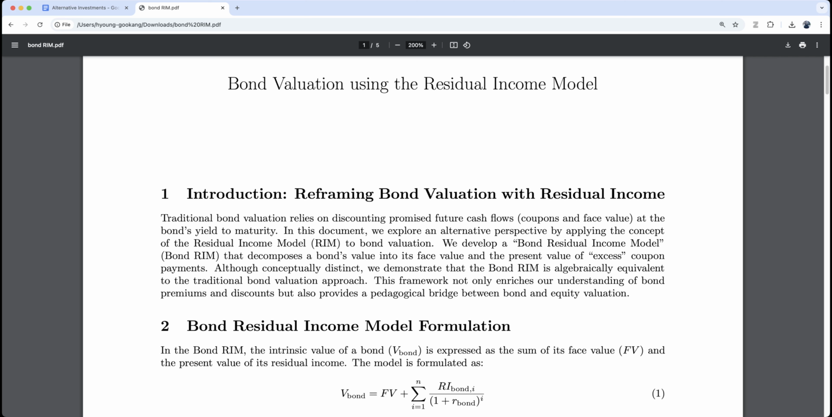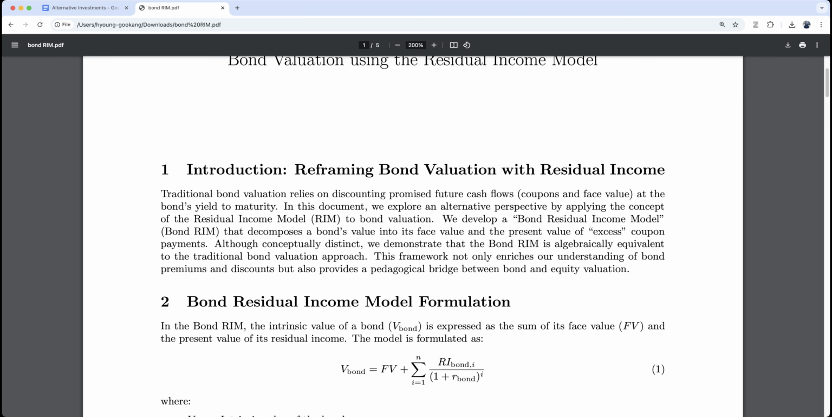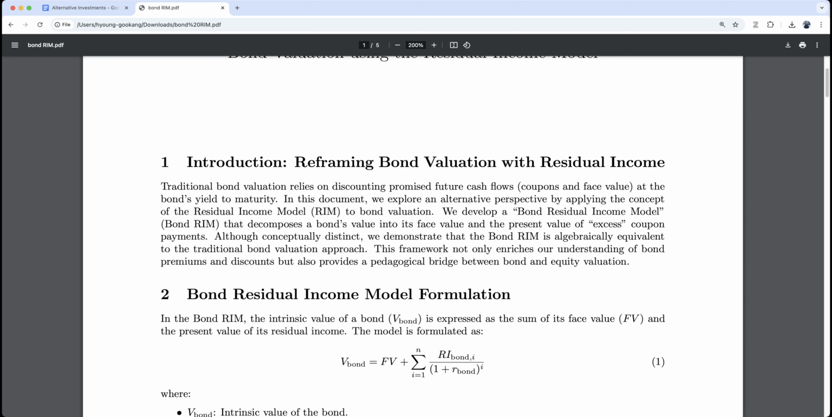Therefore, we develop a bond residual income model, bond RIM, that decomposes a bond's value into its face value and the present value of excess coupon payments. So this part determines whether a bond is a premium bond or a discount bond. Although conceptually distinct, we demonstrate the bond RIM is algebraically equivalent to the traditional bond valuation approach.